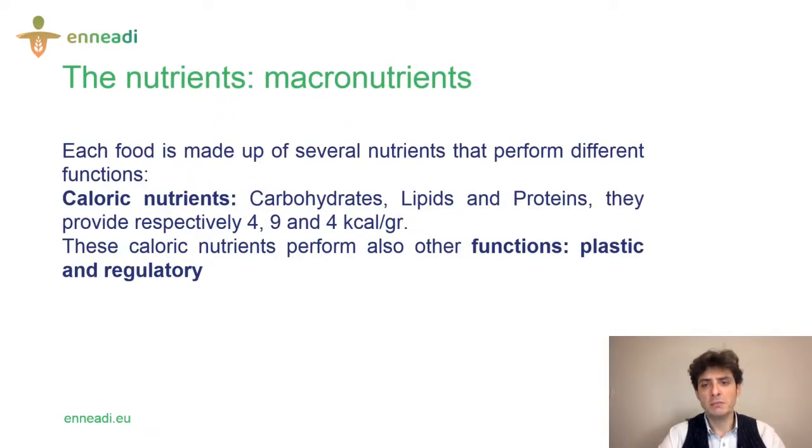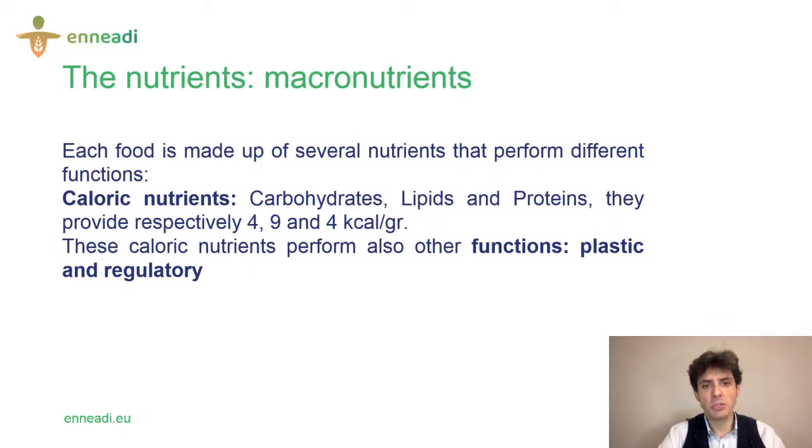Nutrients are divided into subgroups. The first one is the group of macronutrients. They are also called caloric nutrients. They are carbohydrates, lipids, and proteins, and they provide respectively 4, 9, and again 4 kilocalories per gram. Kilocalories are the unit by which we measure energy in nutrition.